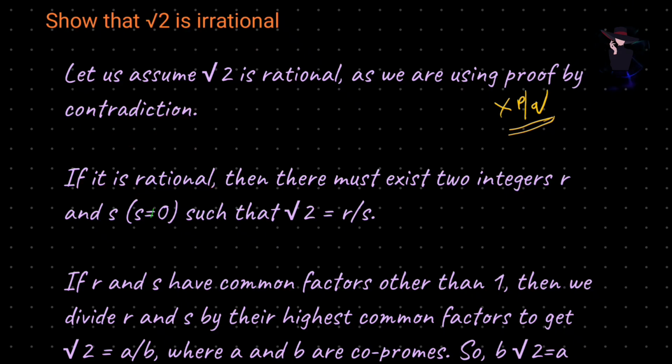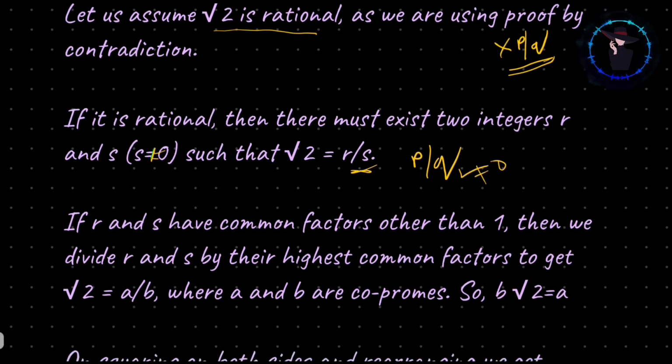If it is rational, then there must exist two integers r and s, where s is not equal to 0, such that root 2 is equal to r by s. What is this? It is in the form of p by q. If it is rational, then it should be in the form of p by q, which here is r and s, where the value of s, that is q, should not be equal to 0. This is the form of rational numbers.